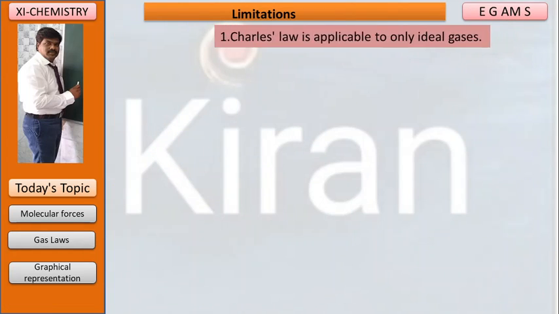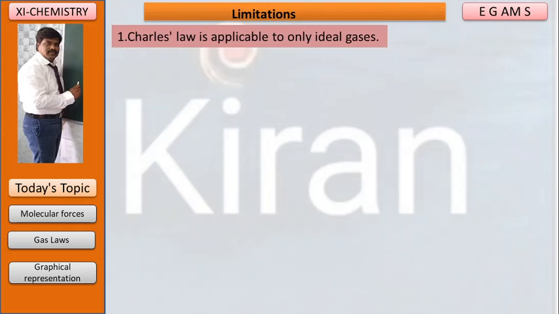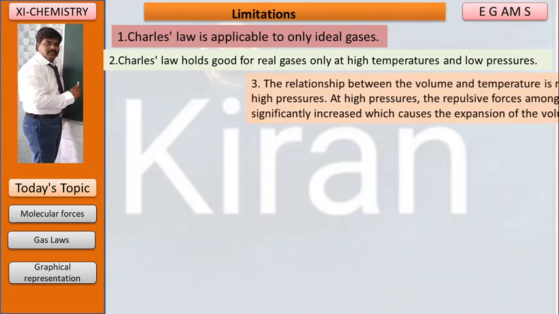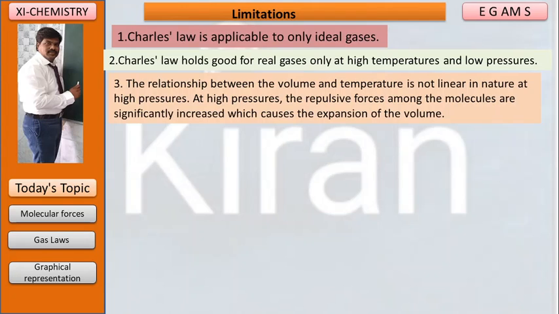Limitations. Charles' law is applicable to only ideal gases. Charles' law holds good for real gases only at high temperature and low pressure. The relationship between the volume and temperature is not linear in nature at high pressures. At high pressures, the repulsive forces among the molecules are significantly increased, which causes the expansion of the volume.